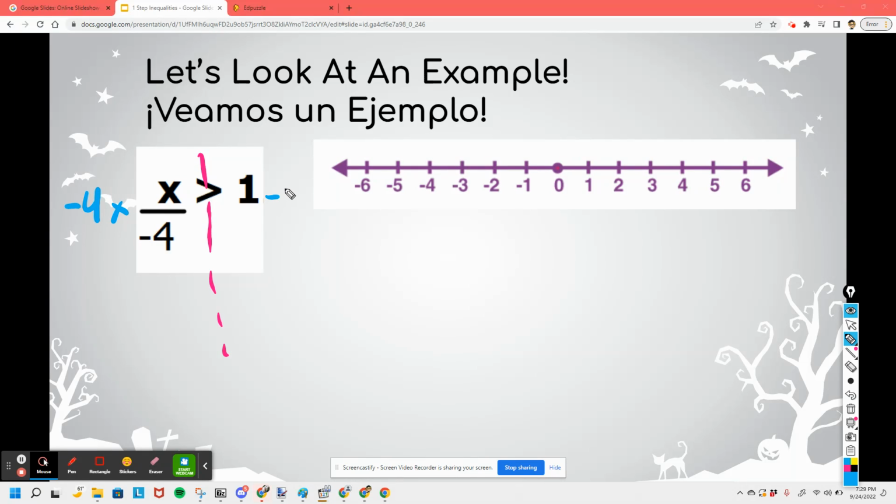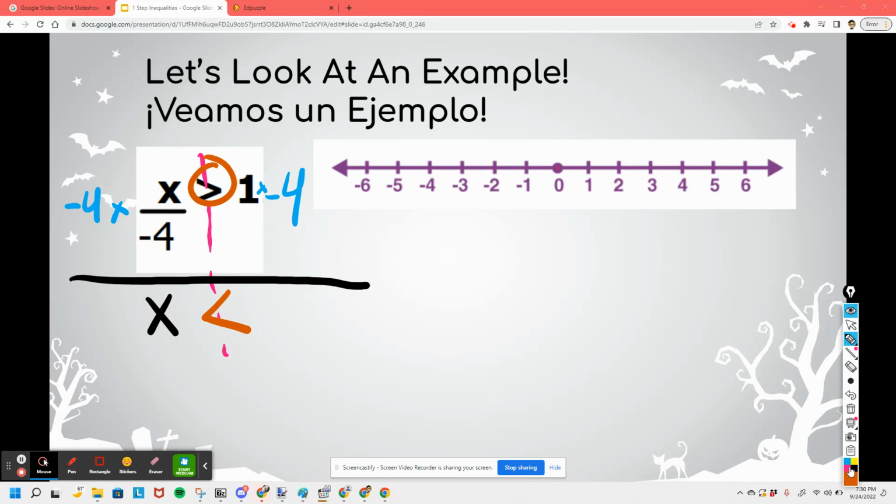Whenever you multiply or divide by a negative number, when the number you write on both sides is negative, you must flip the sign, flip the arrow. This is going to go this way. So now we're going to have x is less than -4. So when I graph that, there's going to be an open circle here because of no underline, and it's going to point to the left.